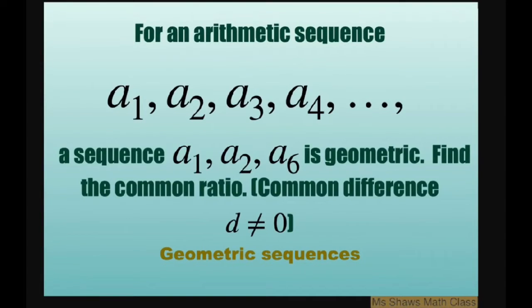Hi everyone. For an arithmetic sequence, A sub 1 through A sub 4, and continuing on, a sequence A sub 1, A sub 2, and A sub 6 is geometric. So we're going to find the common ratio. Our common difference, by the way, cannot be 0.